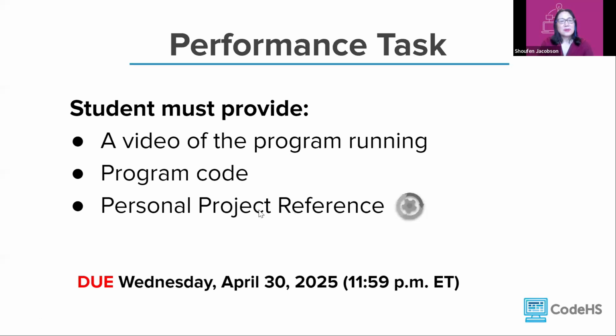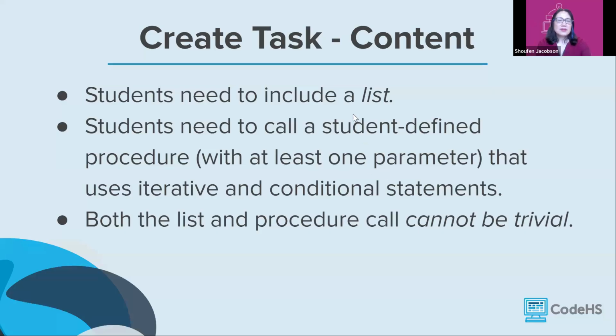The program code and the personal project reference, that's the 4 chunks of code that the kid is going to submit, and then they're going to do the written response based on this personal project reference. So the key is you have to have a list, and you have to have a student-developed procedure with at least one parameter. We will show you examples, so you know exactly what I'm talking about. And I should have an iterative and a conditional statement. And I should have sequencing, but if you have these two, you have sequencing.